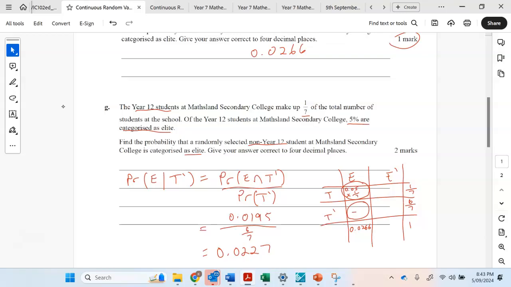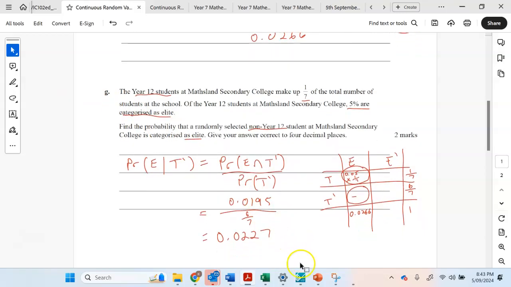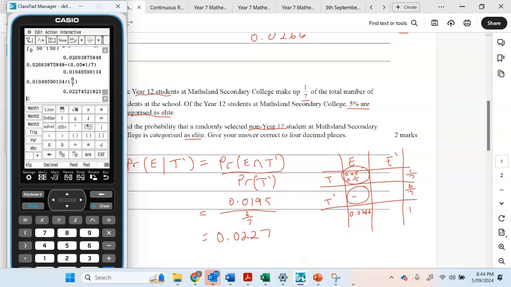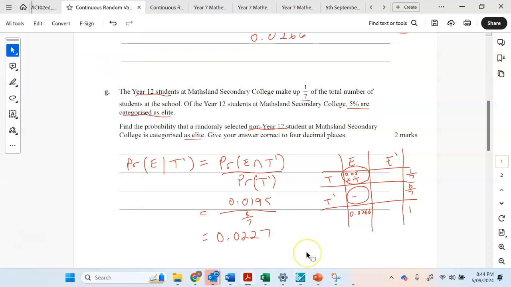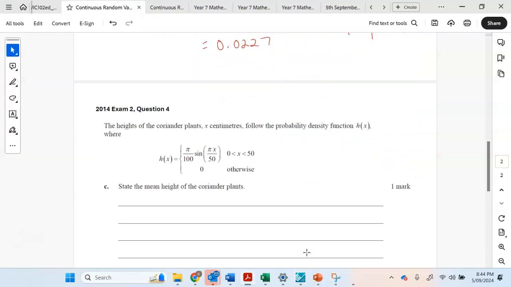And that's when you should think, okay, I've made a mistake. Let me just think about the question again. So you would read it. 5% of the year 12 students. It's not 5% of the total students. It's 5% of the year 12 students. So you have to do 0.05 times 1/7. All right, and you get 0.0227. And you'll notice when I did it on my calculator, we do all those decimal places. Very important. All right, let's have a look at another question.